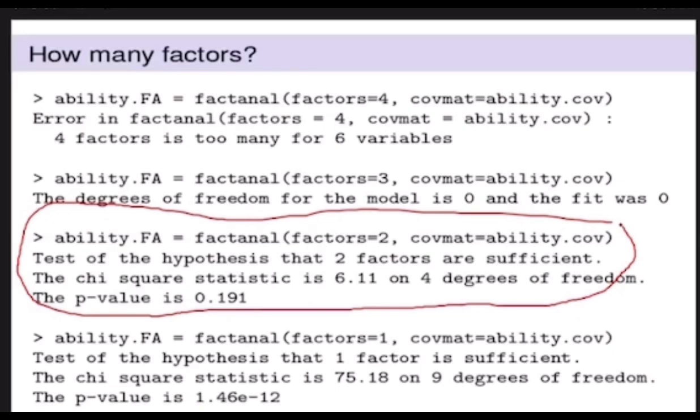When do you reject? You reject when the p-value is less than 0.05. But right now, the p-value is greater than that, so you are not going to reject. When you don't reject, it means that the number of factors is appropriate. Is there any question? Okay.